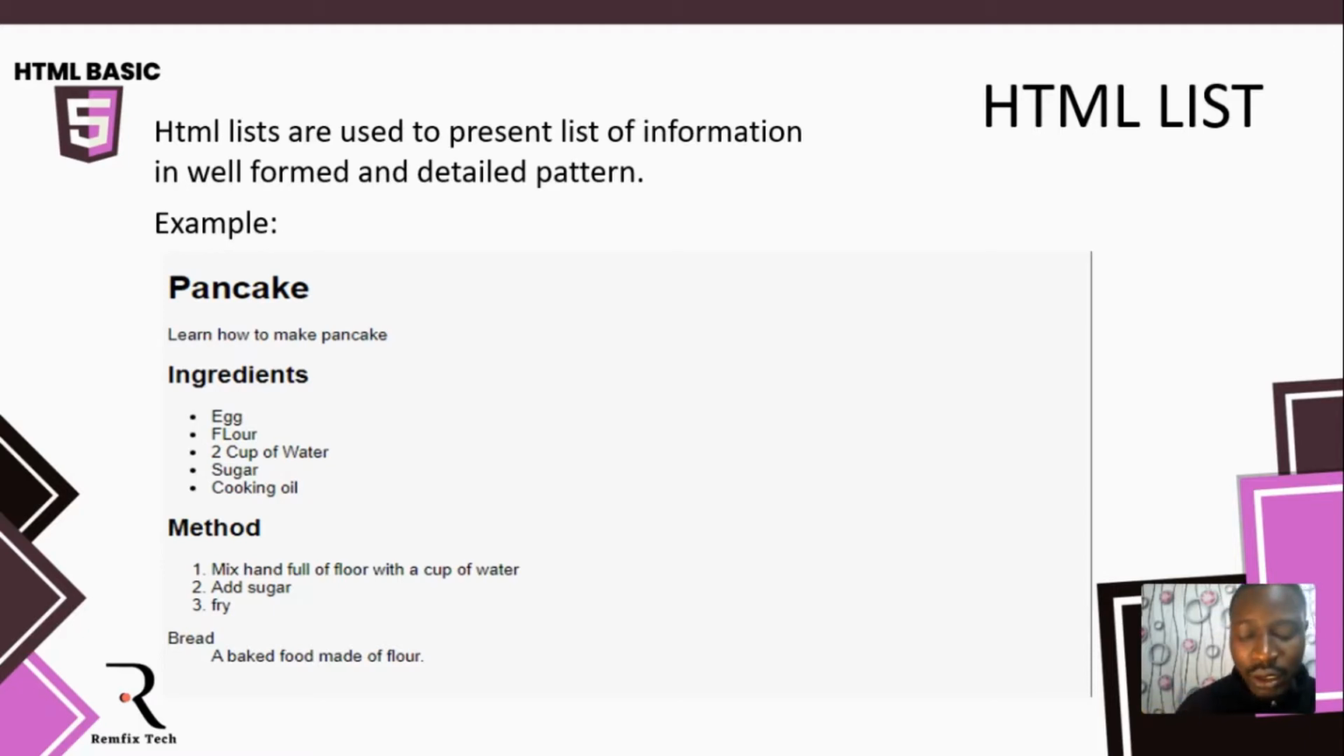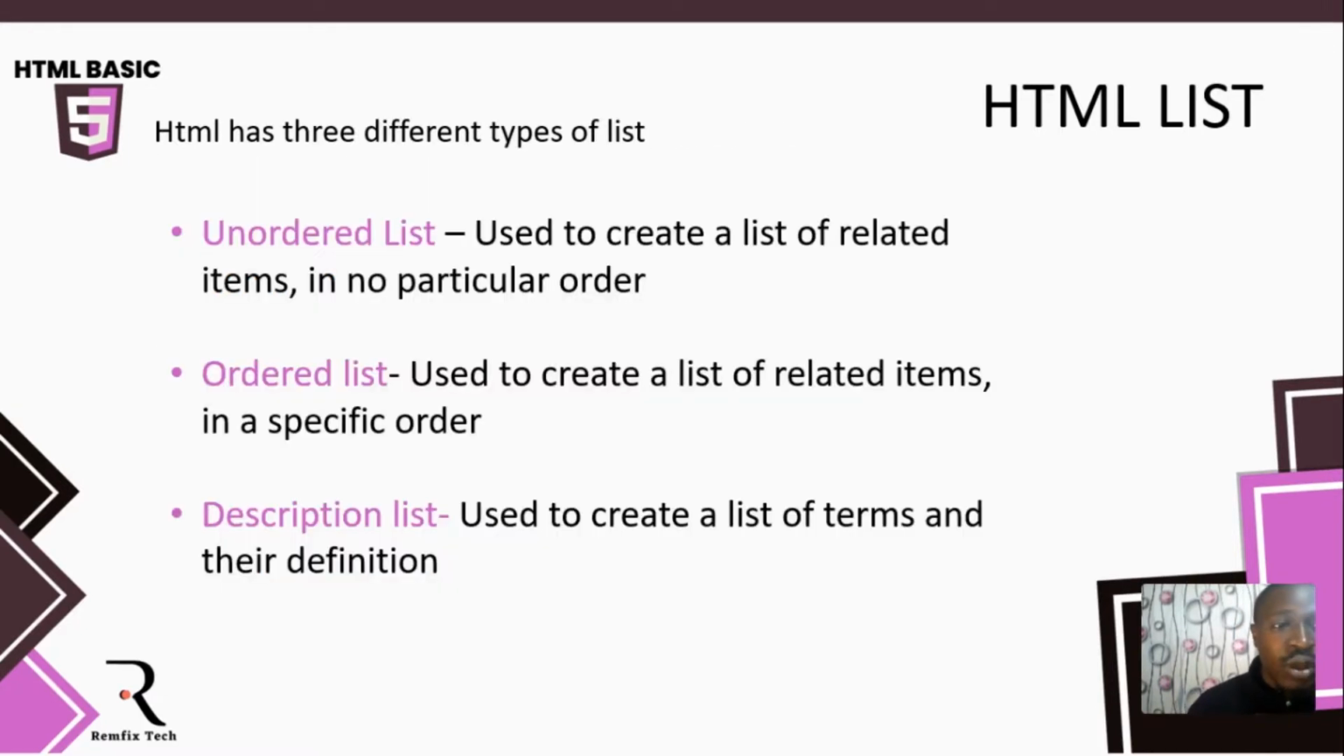So let's start with knowing the different types of lists that we have in HTML. HTML has three different types of lists, right? The first one that we have is the unordered list, and this list is used to create items in no particular order, in the sense that, as the name implies, it's not ordered. That does not mean that it is directionless though, but it means that it's not ordered.